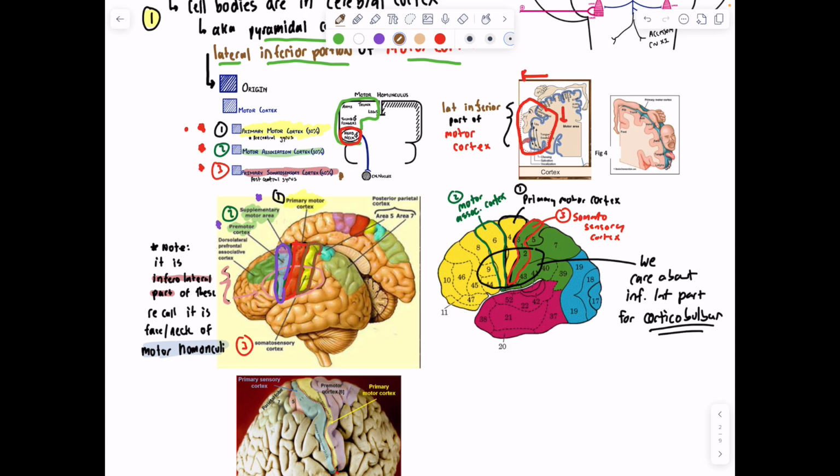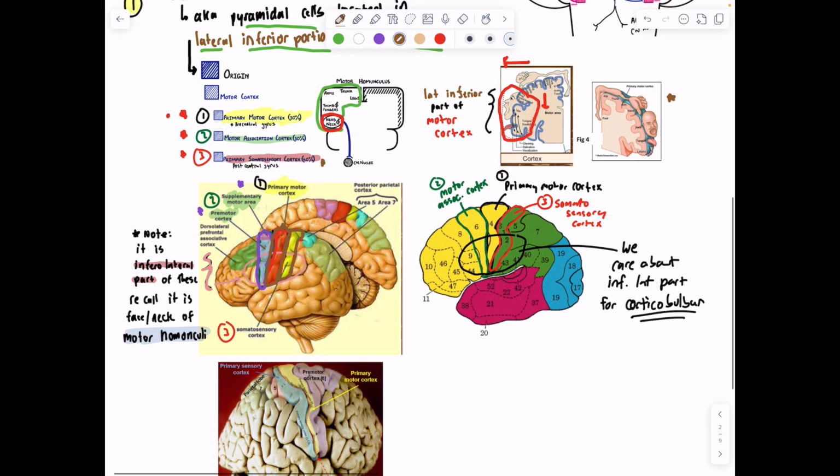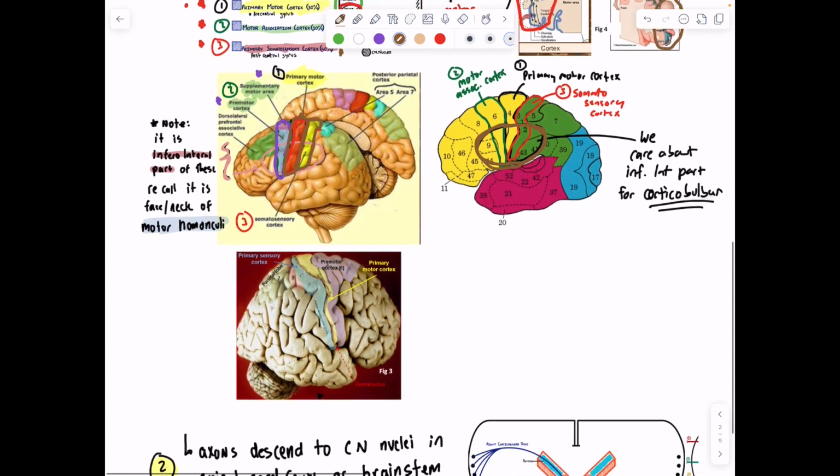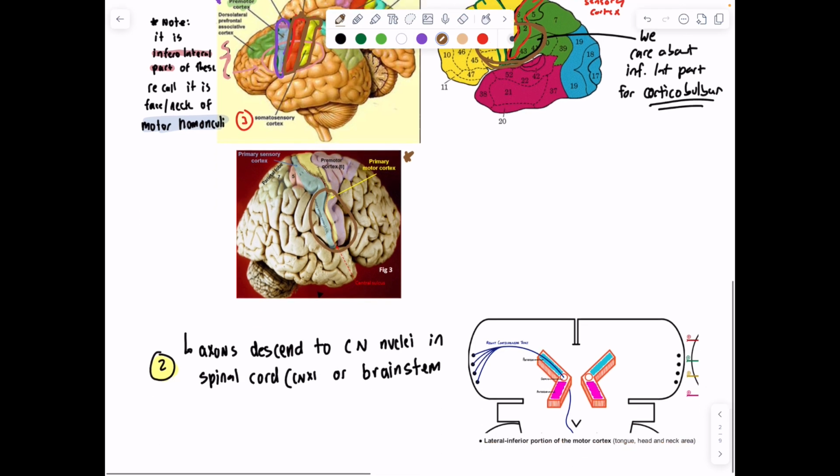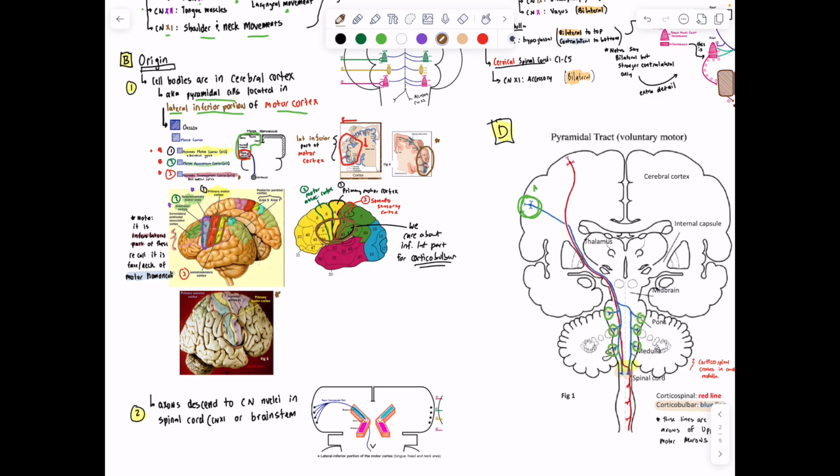Okay, so again, our motor homunculus is our new best friend on the primary motor cortex, which is where most of these pyramidal cell bodies are, and we're dealing with the inferior lateral portion of the motor cortex, because according to our homunculus, head, neck, face, that is this portion of the motor homunculus. Okay, so primary motor cortex, then we have some premotor cortex as well, and then some primary sensory cortex that are involved, and again, it's this lower portion because of the homunculus. All right, so that's where our cell bodies are located.